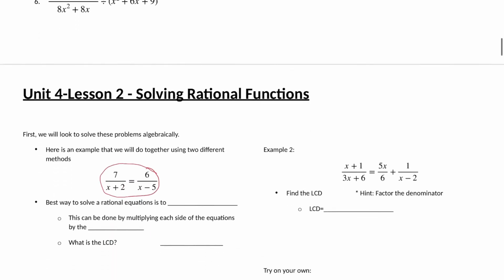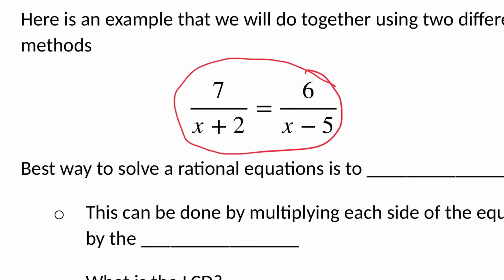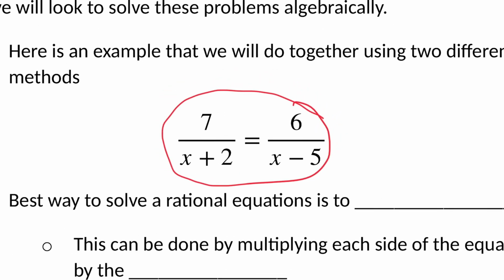For lesson 2, you're solving rational equations. So there are 2 ways to solve these. Either you find the LCD, or the least common denominator, or you cross multiply if you have 2 fractions that equal each other. So in this case we do. So let's start by looking at the cross multiplication way to solve.